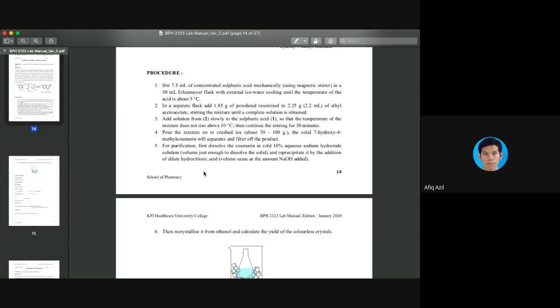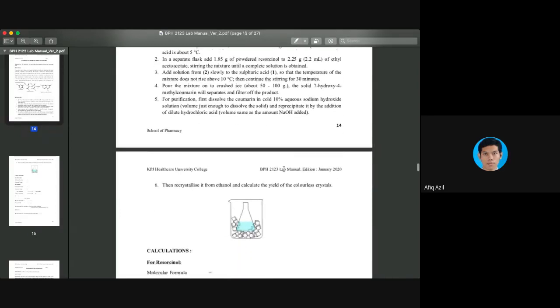If you are doing it in the lab, some of you may get a lot, some of you may get a little bit, because each of you are doing things differently probably. Okay, there might be some little error, too much acid added or things like that. Then it will be reprecipitated by the addition of dilute HCl. The volume is the same as the amount of the sodium hydroxide added.